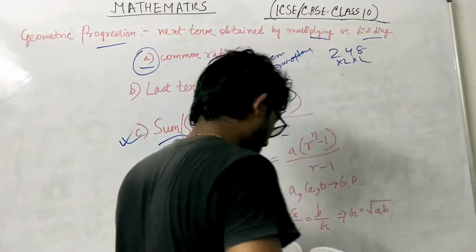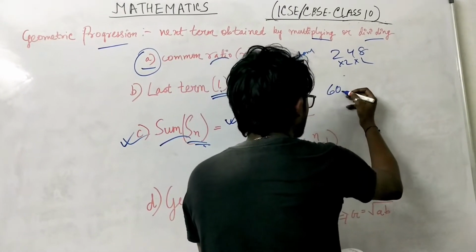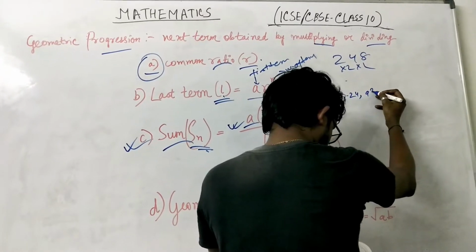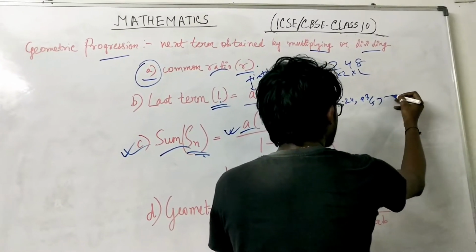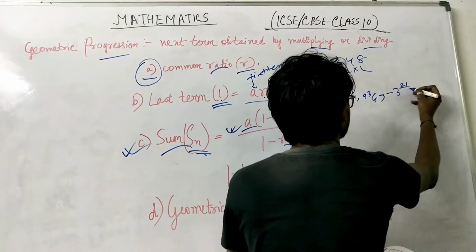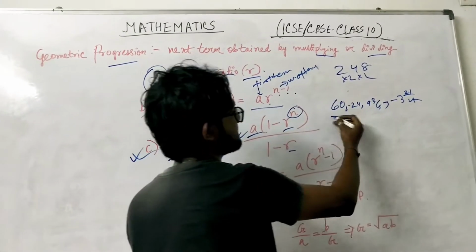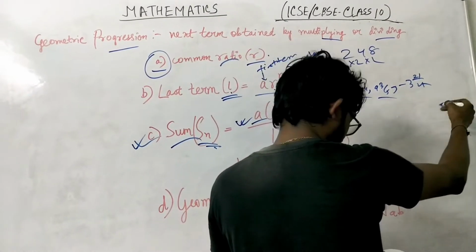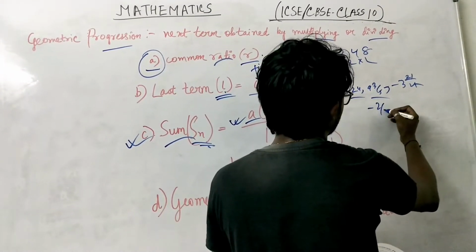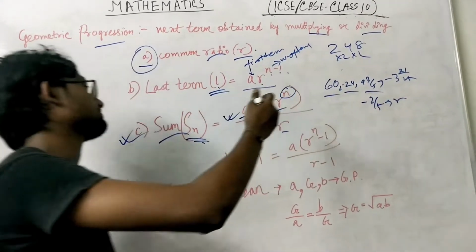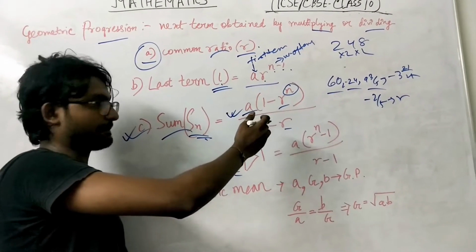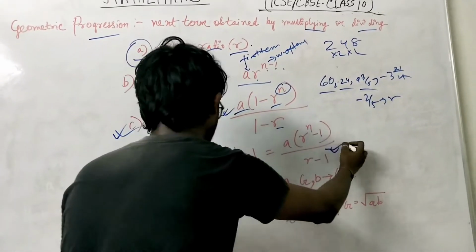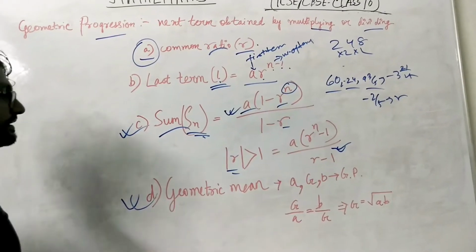This is for when r can be negative as well. For example, the series 60, minus 24, 9 3/5, minus 3 21/25. The common ratio here is minus 2 by 5, so r is negative. This formula will apply here, and if the common ratio is positive as well, this is the formula.